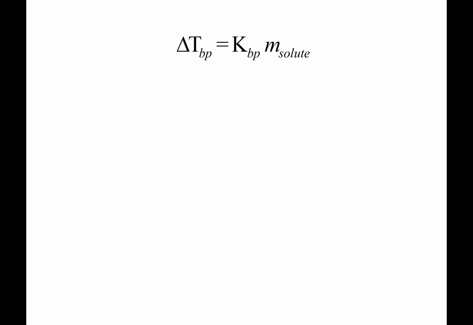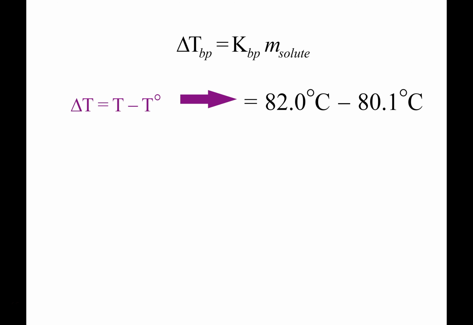All right, so let's see. We're going to start with this one, actually, sort of. We're going to use these two to get the delta T BP. So it's final minus initial. So it's this one, 82.0 minus 80.1. So you guys should have these. Your delta T BP is 1.9 degrees Celsius.